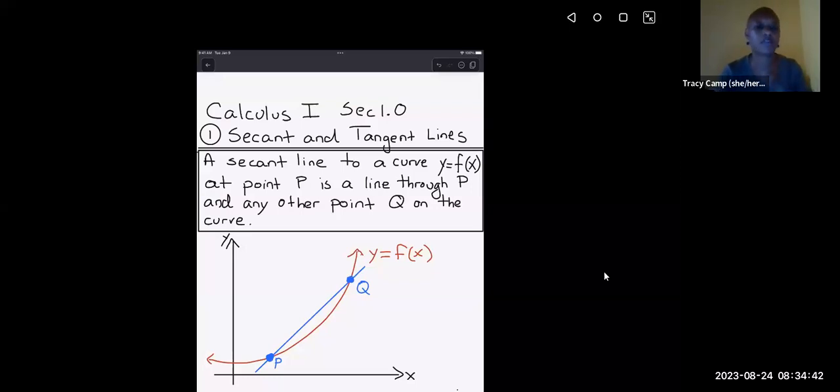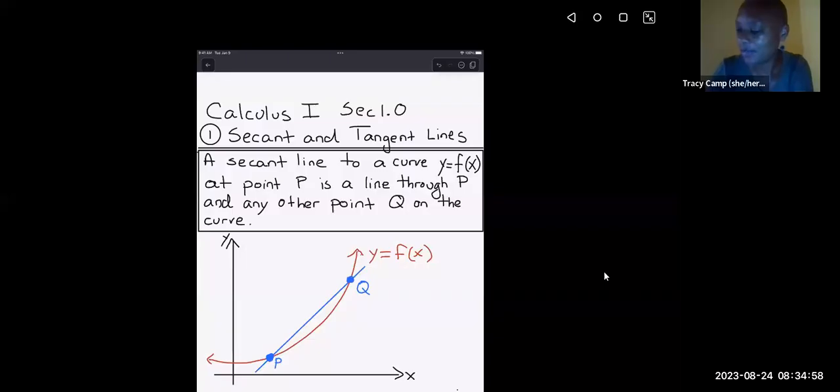There are basically 3 homework problems in this section, and they all have to do with secant and tangent lines. 3 homework problems, but they do have a lot of parts, each problem, so just FYI.